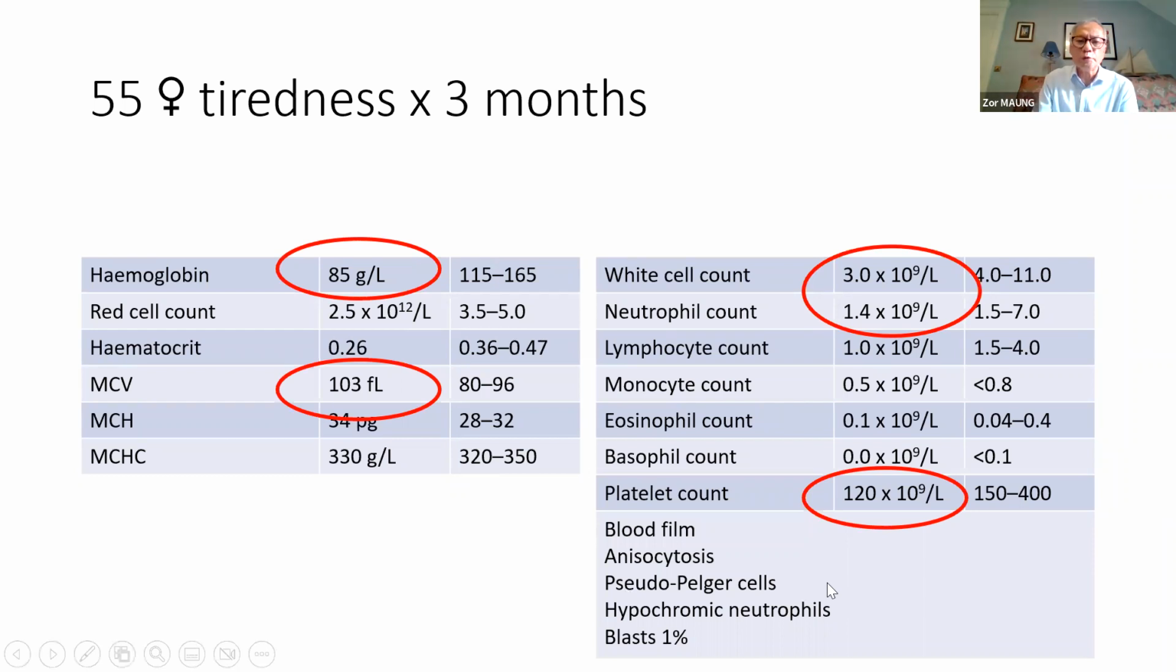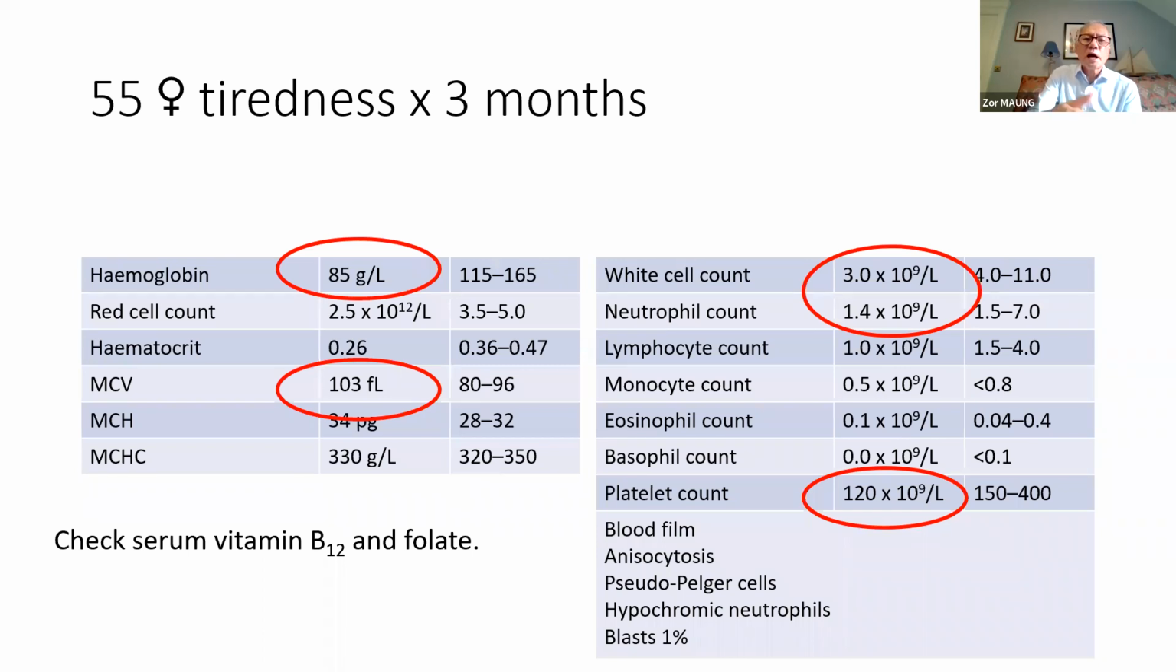there are pseudo-Pelger cells, which I will show you, that is abnormal dysplastic neutrophils. You also see hypochromic neutrophils here, where the granules are very faint. And the blast, that's the most important thing. If there are blasts on the blood film, then you refer the patient to a haematologist. The haematologist will do a bone marrow to make a diagnosis.